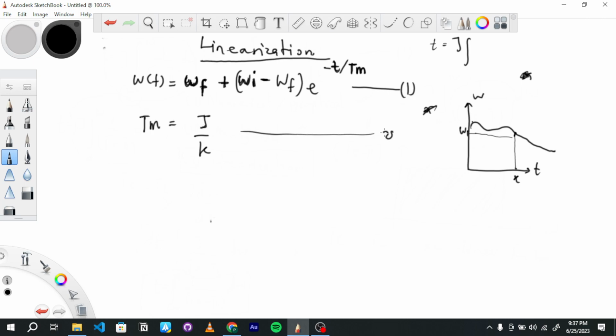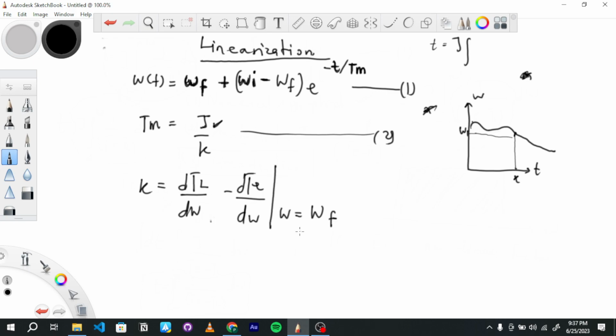We need just 3 equations from this. We know J to be the moment of inertia, but what's K? K is given by dTL over d omega minus dTE over d omega at omega equal to the final steady state value. Equation 3.